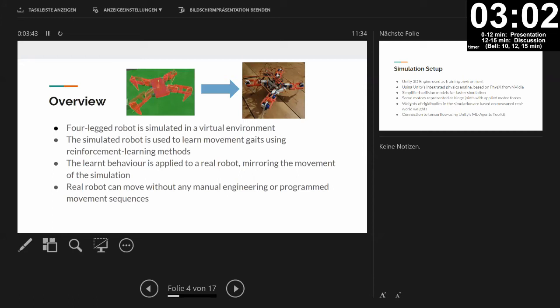After that, the learned behavior is applied to the real robot, mirroring the movement of the simulation and figuring out which gaits work and how the process itself performed. So the real robot can be programmed without any manual engineering, without model building, just by simulating the environment. This was the basic idea, and we want to figure out in this experimental study how this idea works.